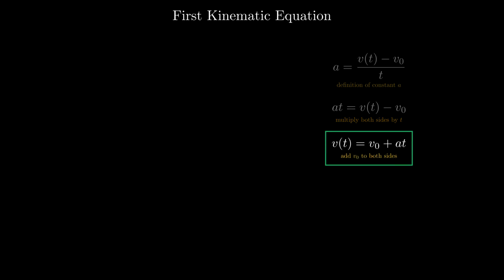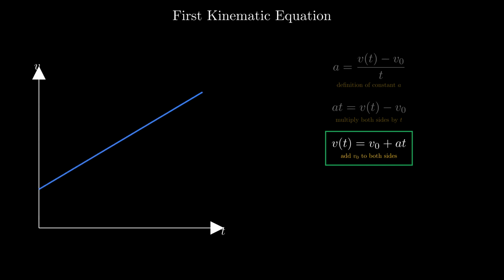This is the first kinematic equation, and it tells us that velocity is a linear function of time. On a velocity versus time graph, this plots as a straight line. The y-intercept is the initial velocity v0, and the slope of the line is the constant acceleration a.